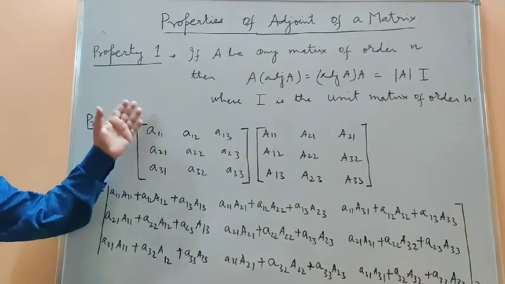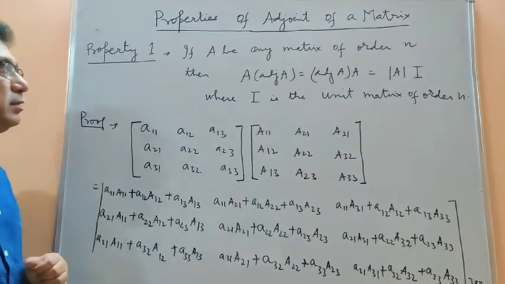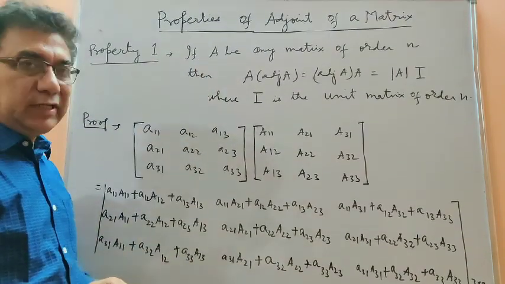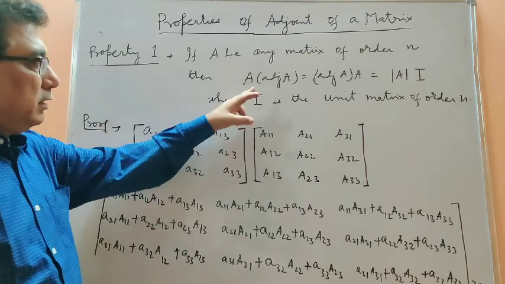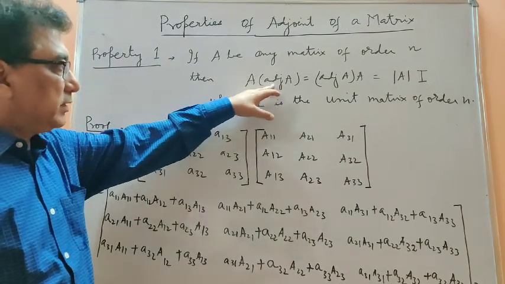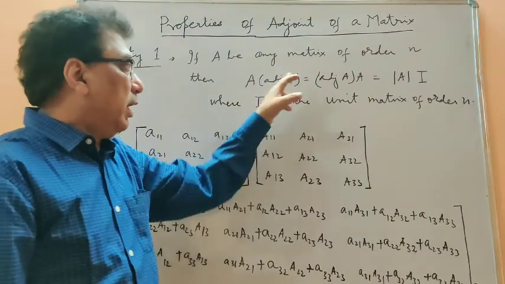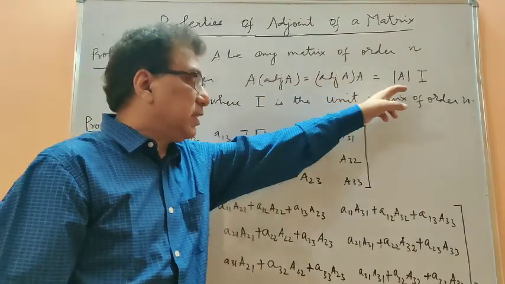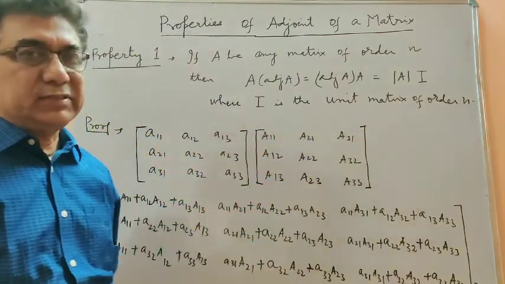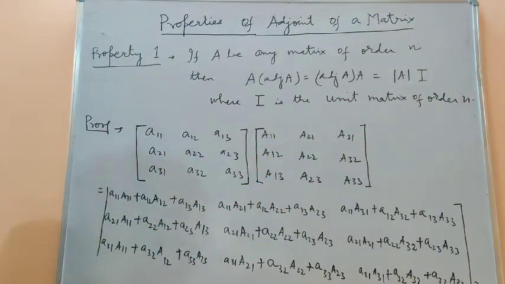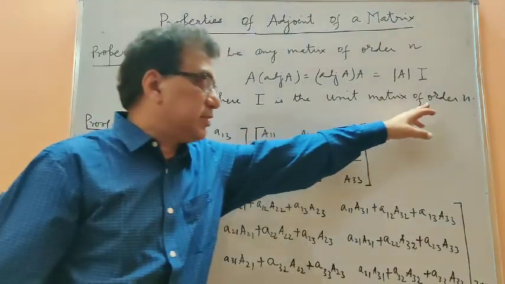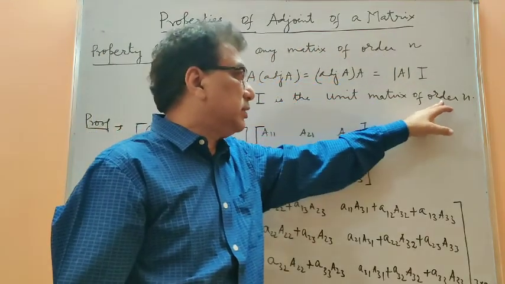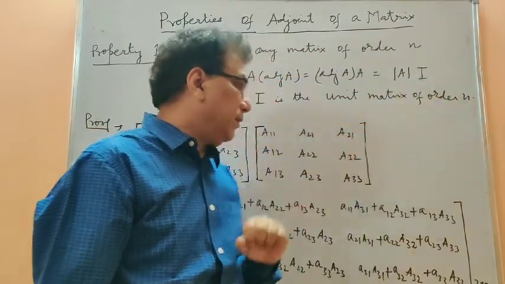So this is the first property, property number 1. According to this property, suppose A is any matrix of order n, then if we multiply A with its adjoint either in this way or in this way, this product is commutative. The result is determinant A times matrix I, where I is the unit matrix of the same order as that of A. Since A is of order n, this is also a unit matrix of order n.